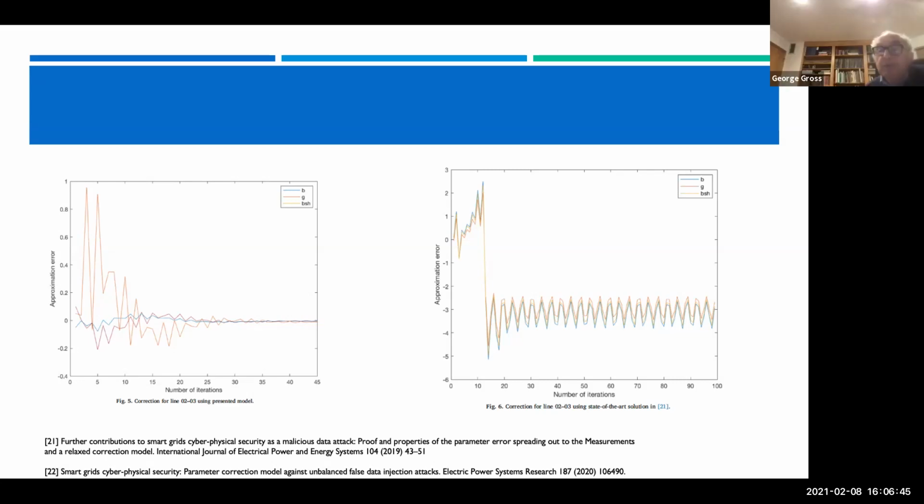This is part of your DOE work, Arturo? No, this is part of NSF work. Okay. Yeah, this is more research, I guess. Yes. Well, it's very interesting.